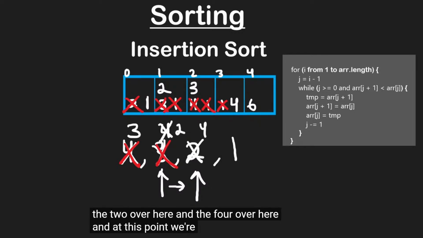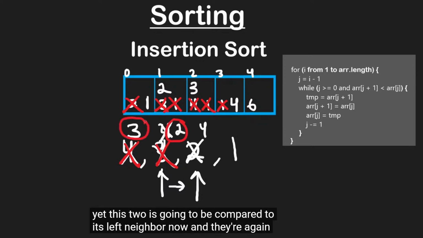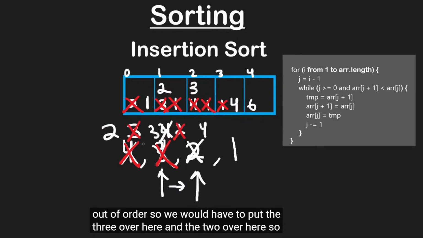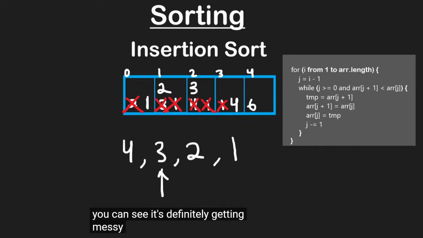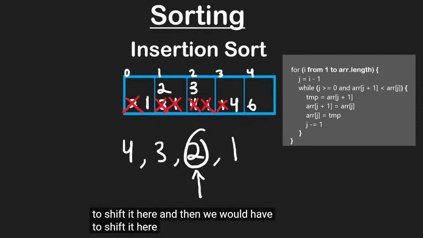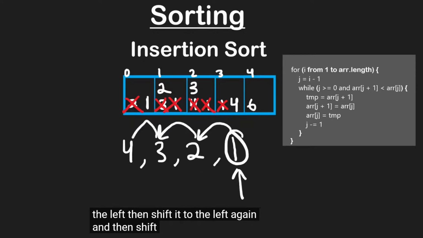At this point, we're still not done yet. This 2 is going to be compared to its left neighbor now, and they're again out of order, so we would put the 3 over here and the 2 over here. You can see it's definitely getting messy, but ultimately we would take this 3 and shift it over here. Then with our pointer over here, this 2, we would shift it here, and then shift it here. Then when we get to this 1, we would shift it to the left, then to the left again, and then to the left again.